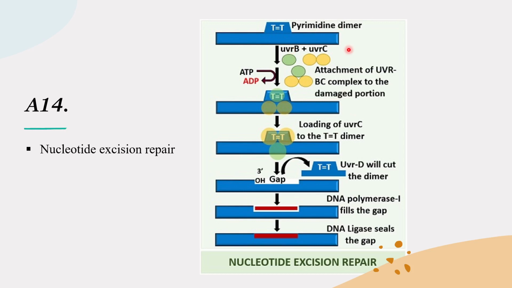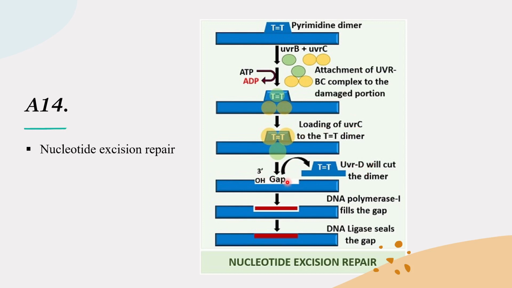Okay, and after that UvrB, C and D are required for this nucleotide excision repair with the help of ATP molecule. This attachment of UvrB and C happens at this thymidine dimer. After that, UvrC or UvrD will cut the dimer. Completely it cuts and creates one gap.